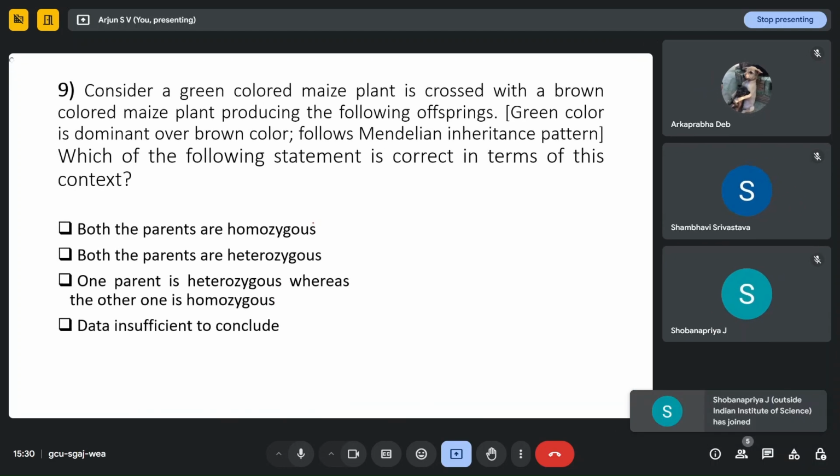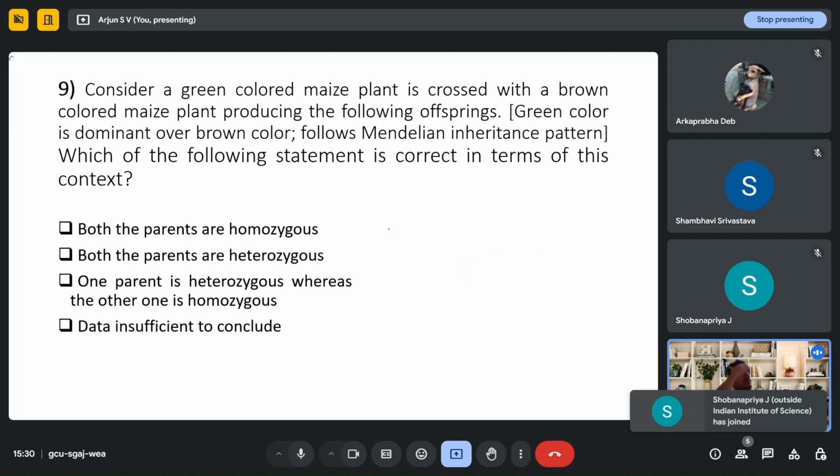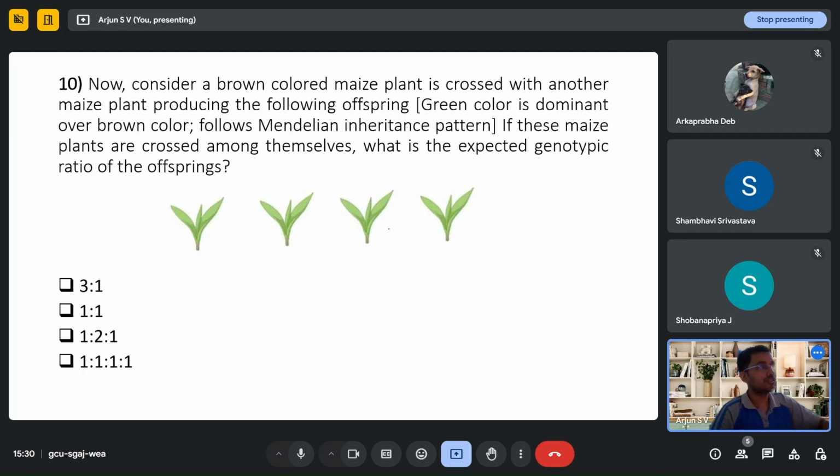I think there is no picture. I think I forgot to put the picture here. Oh, okay. Sorry, the picture got pasted to the next image instead of this one.